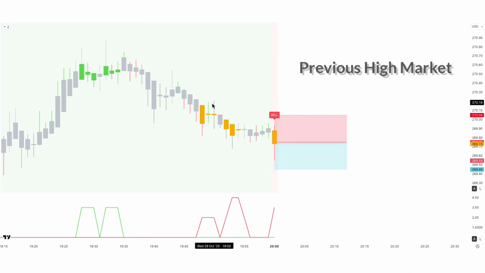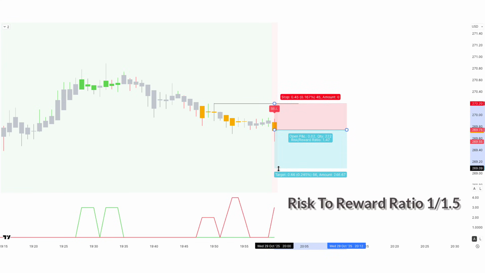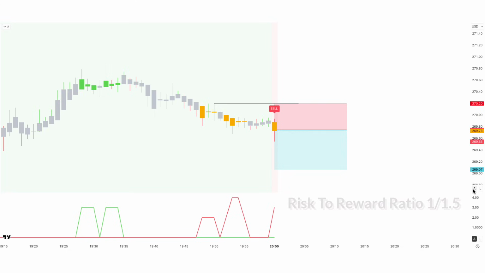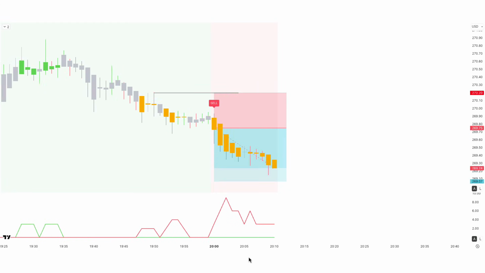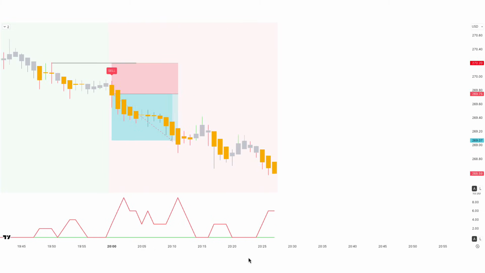Our stop loss is to be placed at the previous high of the market, and the risk to reward ratio will be 1:1.5. The market has completely hit the target. Let us now understand the long position.